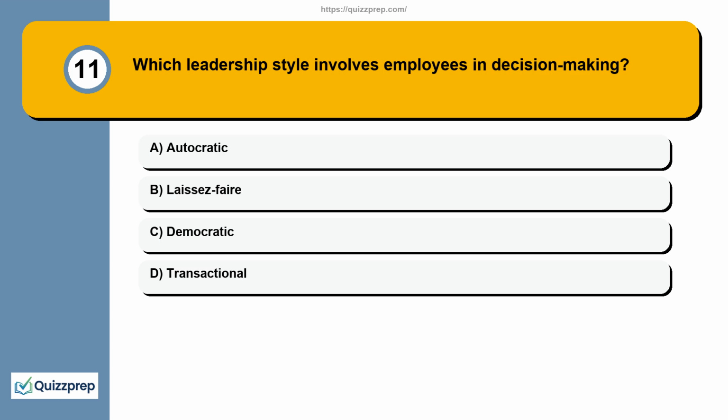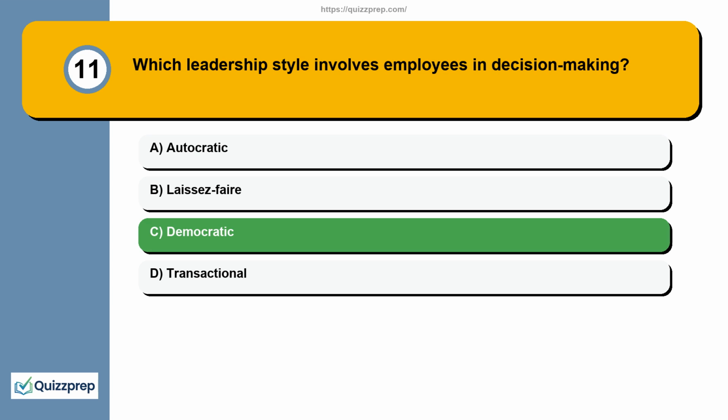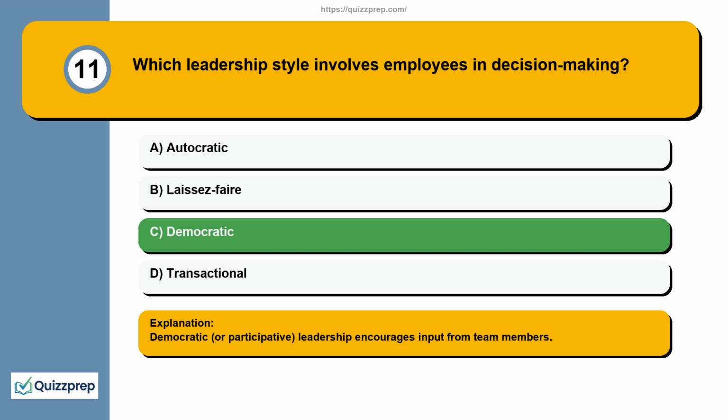Question 11. Which leadership style involves employees in decision making? Here are your options. Option A. Autocratic. Option B. Laissez-faire. Option C. Democratic. Option D. Transactional. The correct answer is option C. Democratic. Explanation. Democratic, or participative, leadership encourages input from team members.